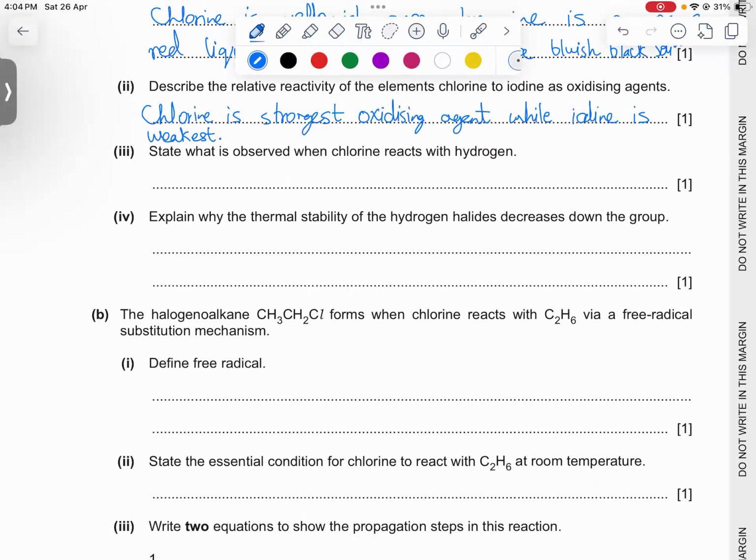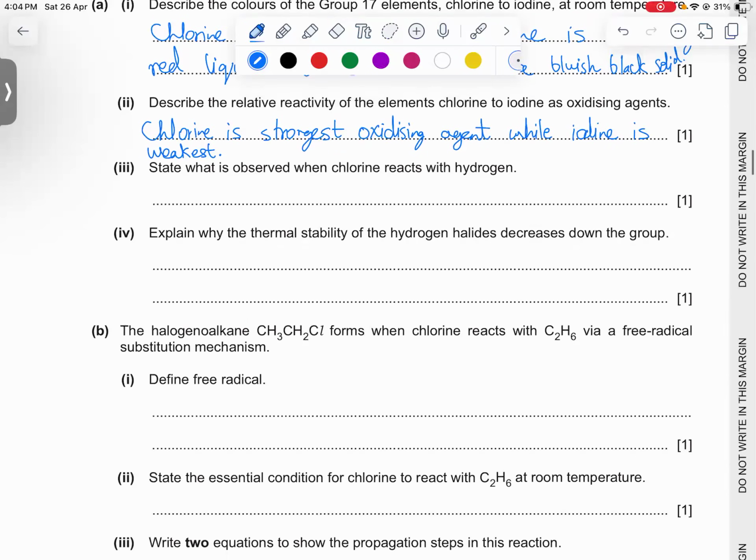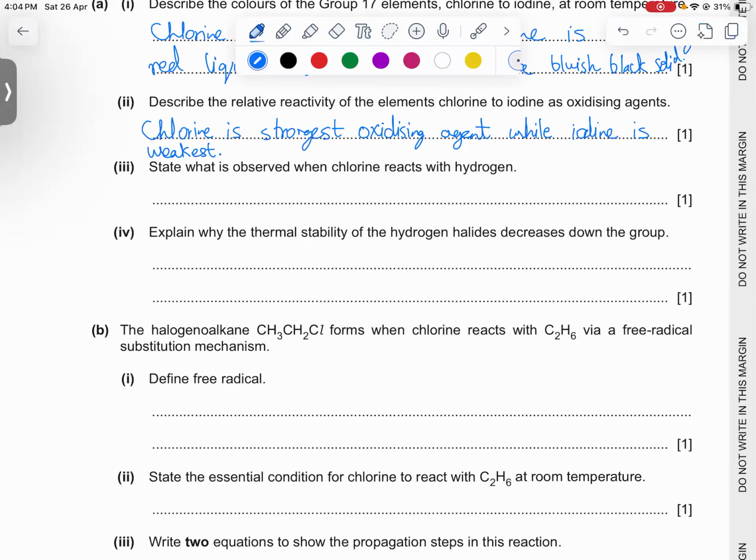What is observed when chlorine reacts with hydrogen? It's very simple. Chlorine and hydrogen, when they react, produce HCl. H2 plus Cl2 produce hydrogen chloride gas, HCl, and it has a white steamy fume, right? So basically, that is one thing you observe.